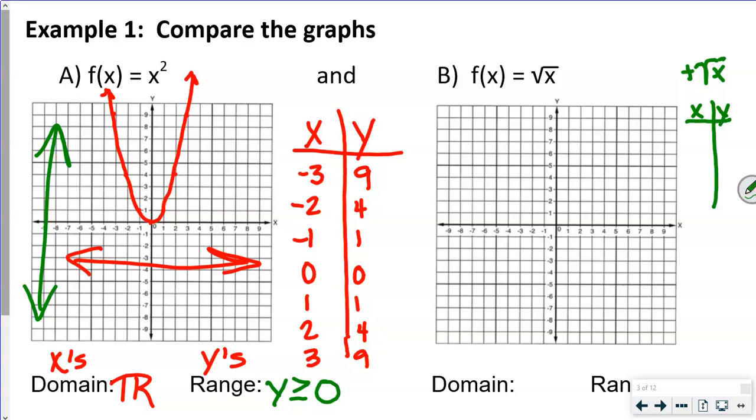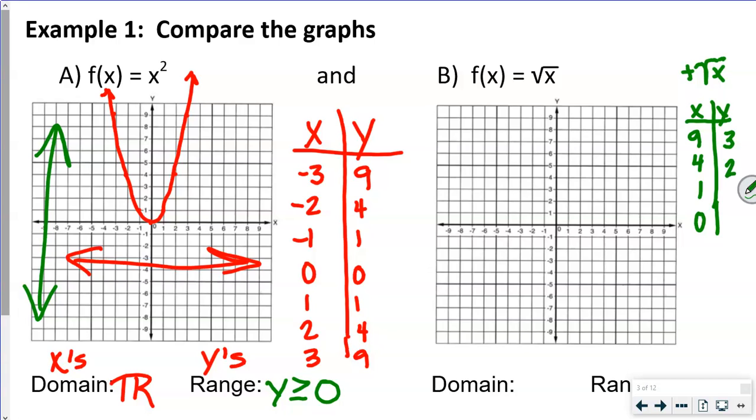So on this one, again, what I'm going to do is I'm going to put these values of y in for my x. So I'm going to put 9 and 4 and 1 and 0, okay? Those are the values I'm going to put in because those are the positive values that I got here. So when I take the square root of 9, I get 3. When I take the square root of 4, I get 2.